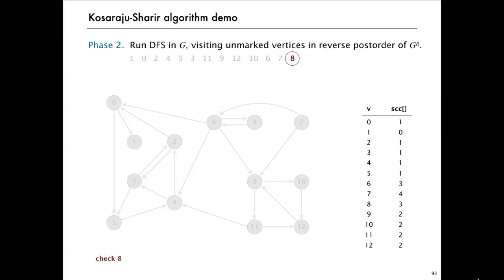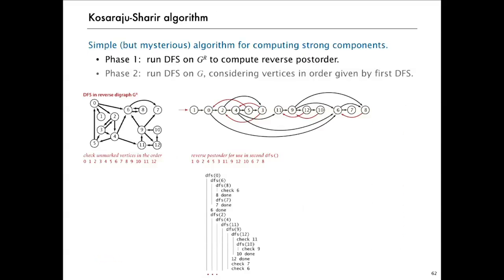So the end of the computation gives us the strong component array, which is a unique ID for each of the vertices, so that two vertices in the same strong component have the same ID, and that supports constant time strong connectivity checks for clients. The bottom line is that this is a very simple, even though it might be mysterious, algorithm for computing the strong components. First, run DFS on the reverse graph to compute the reverse post order. Then run DFS on the original graph, considering the vertices in the order given by the first DFS.